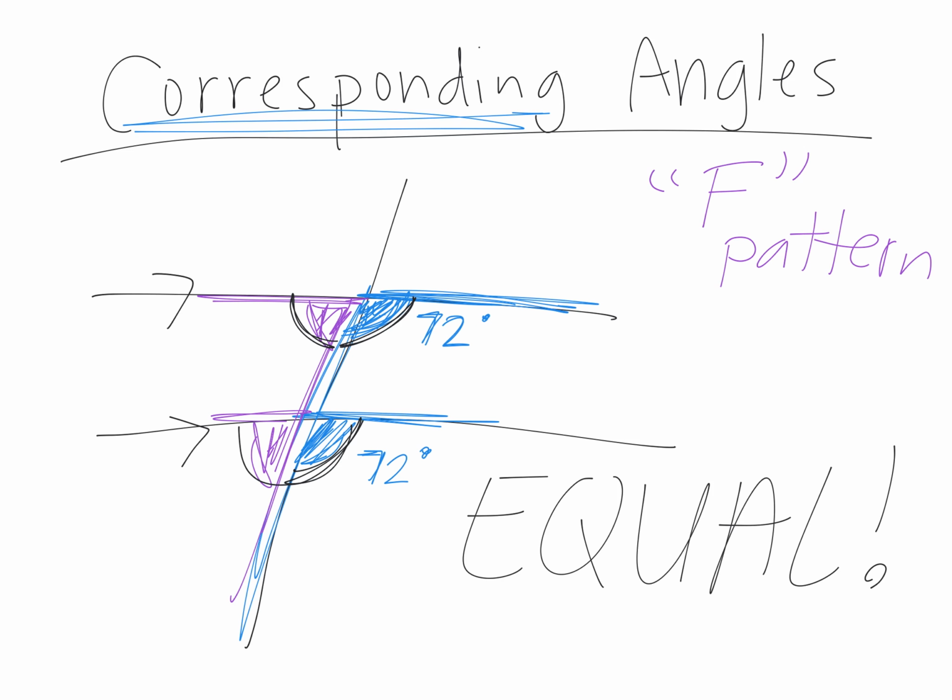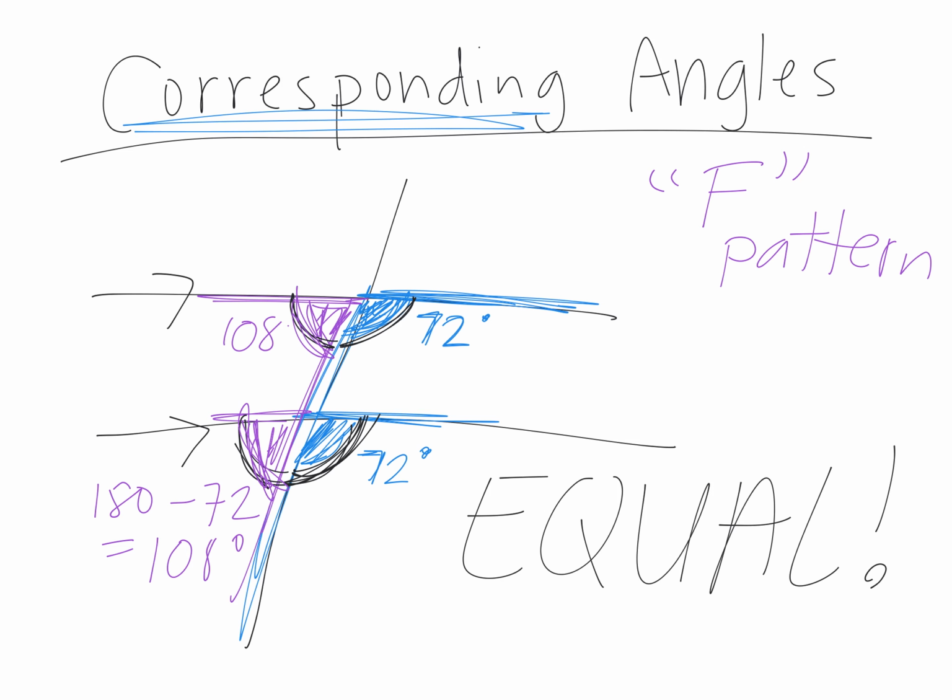What would the purple angle be? What do the blue angle and the purple angle have to add up to? Good. What's 180 minus 72? 108. You guys are on the ball. Equals 108. If this is 108, this one is also 108. See how you can figure out all the missing angles?